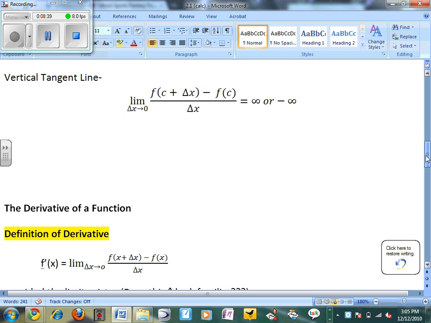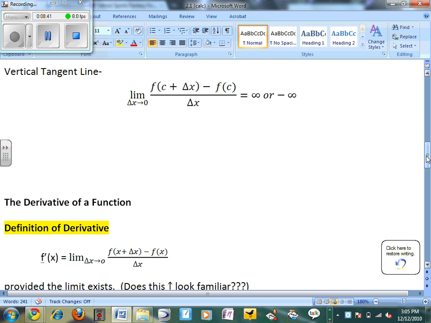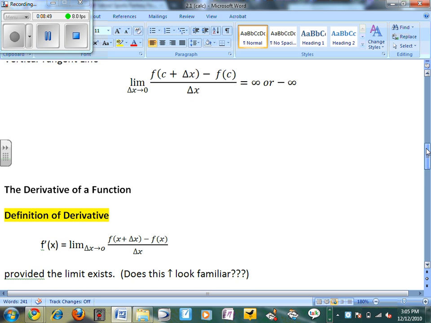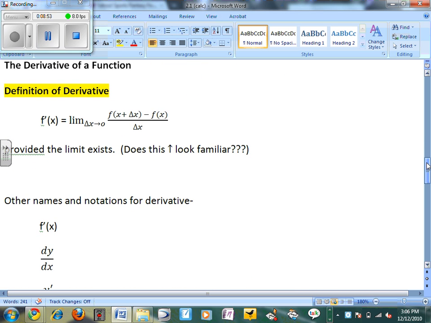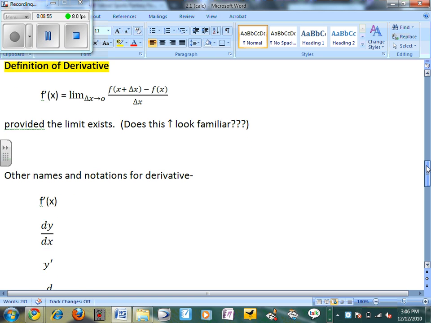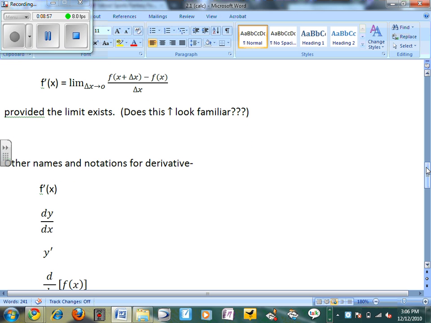A vertical tangent line, if we were to go through that and our limit would be negative infinity or infinity, we'd have a vertical tangent line, which is to say we don't have a slope, right? So the derivative of a function is actually the definition of derivative of f that we just did up above. And that's all it is. When we're talking about derivatives, we're finding the slope of the tangent line. And so that's what we did.